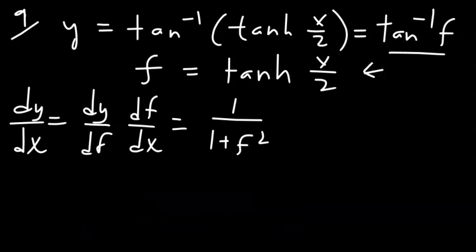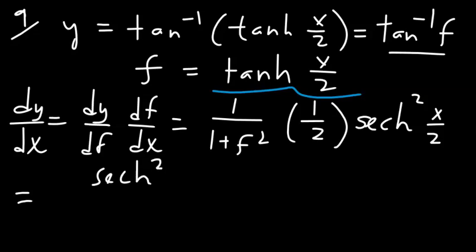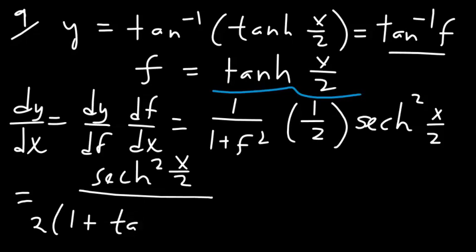df/dx can be easily found by first differentiating the argument x over 2 with respect to x, and that's going to give you 1/2, and then differentiating the hyperbolic tangent function itself, and that's going to give you the square of hyperbolic secant, like that. So putting everything together, you have hyperbolic secant of x over 2 squared over 2. Now we know what f is. F is hyperbolic tangent x over 2. So the square of that is that.